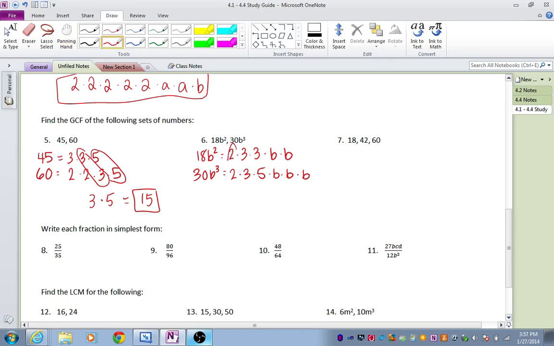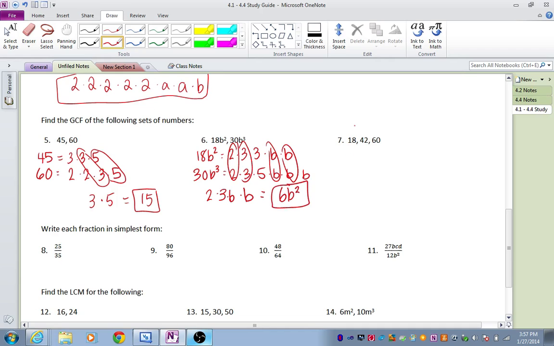Let's circle our common factors. 2, 3, B, and B. And we're going to take one from each and multiply them together. And then our final answer, 2 times 3 is 6. B times B is B squared. So our final answer is 6B squared.